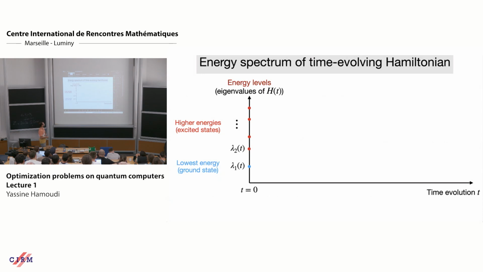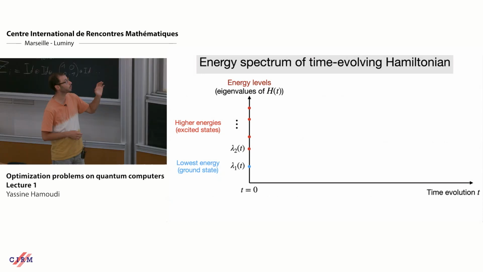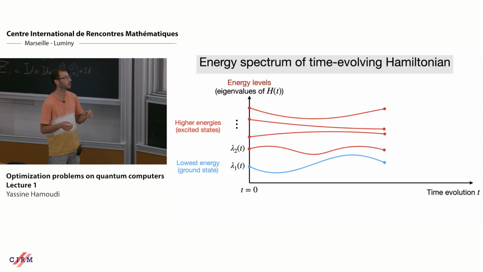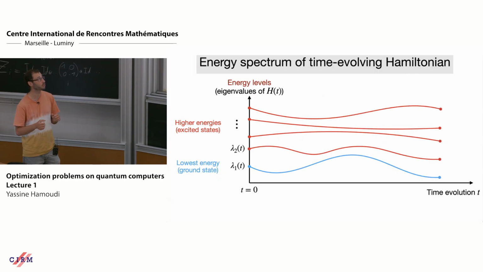So here I have plotted the eigenvalues as a function of the time. So initially, we have some distribution of the energy levels. Okay, and then we make the time increase. So H is going to change, and the eigenvalues will also change as well. Okay, so the eigenvectors will also change, but we mostly care about what happened to the eigenvalues.